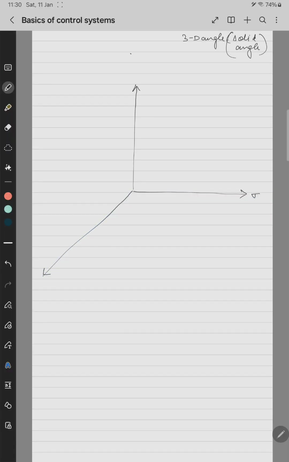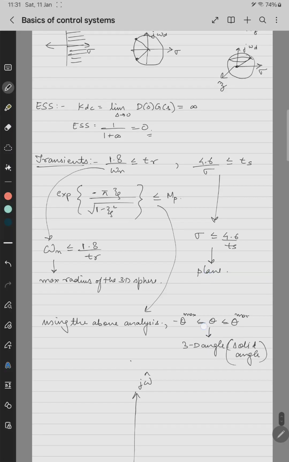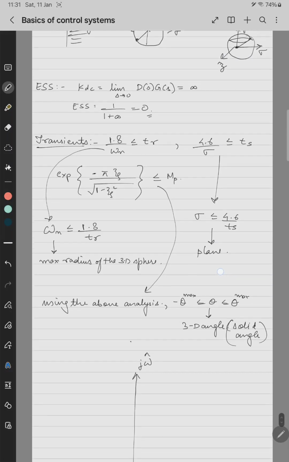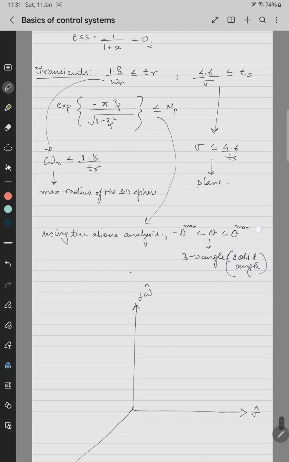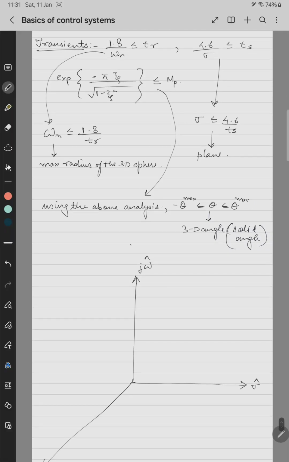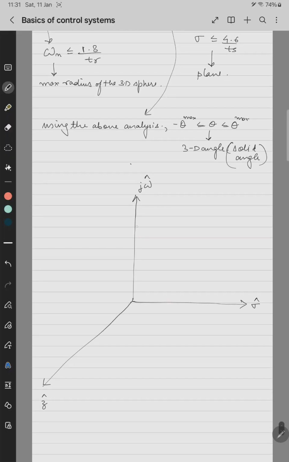This is the sigma axis, say this is the j omega axis. This doesn't make any sense, but this is just to show it. So what is equation number 1? Equation 1 is the stability, there is no identity. Steady state also has no identity, because steady state error is already 0. All the identities are in terms of the transients only, rise time and so on. So first is on the maximum radius of the 3D sphere.